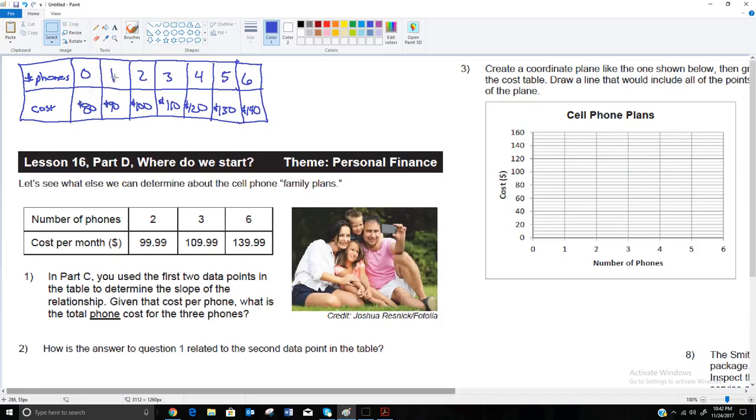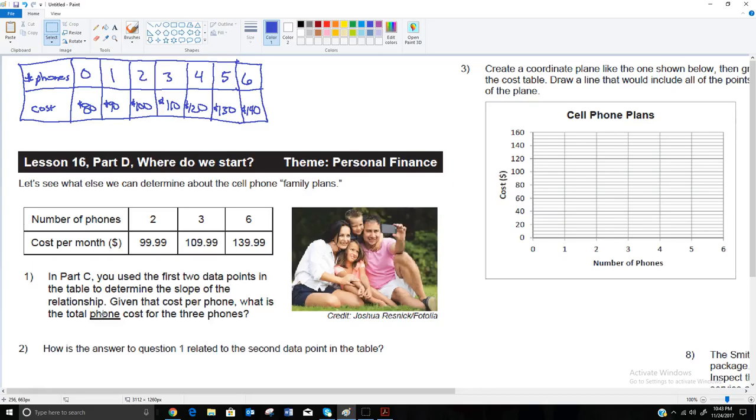Then we add on one phone, so we can actually use the plan, and it costs us $90. So this would actually be the cheapest cost. But $80 of that $90 is like an initial fee, and then $10 is for the phone. Then $10 for another phone, then $10 for another phone, and so on. In Part C, it says we use the first 2 data points to determine the slope. Given that cost per phone, what is the total phone cost for 3 phones?